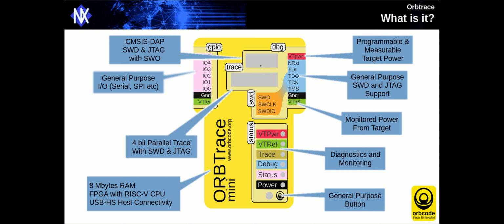But if you do want to use it for debugging, we use SimSysDAP, either for SWD or for JTAG. We also have some general purpose I/O, and these will eventually, they're not operational right now, but they will be used for serial, SPI, triggers, things of that nature. These are bidirectional. You can use them for outputs or for inputs.